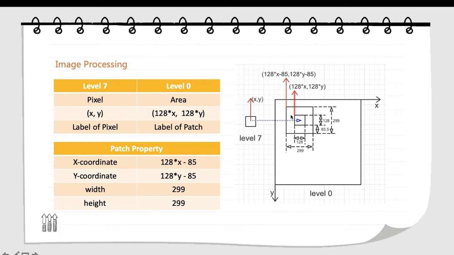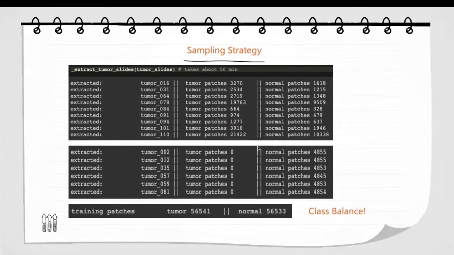If the pixel in level 7 is positive, we label the corresponding patch as tumor. If the pixel is negative, we label the corresponding patch as normal. Based on this, we get some tumor patches and normal patches from tumor slides using a sampling strategy at first. As the results show, the number of tumor patches is much larger than that of normal patches. So we continue to extract some normal patches from normal slides to get a balanced training data set.